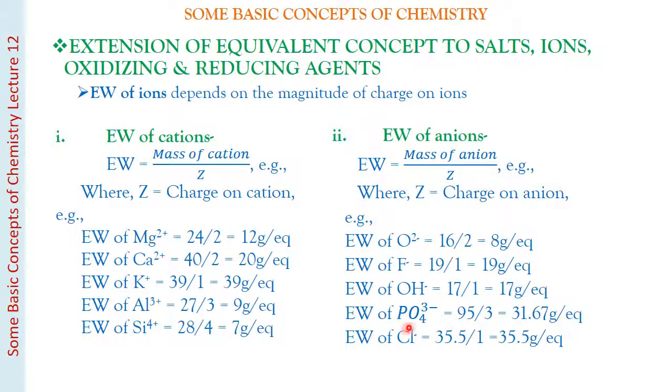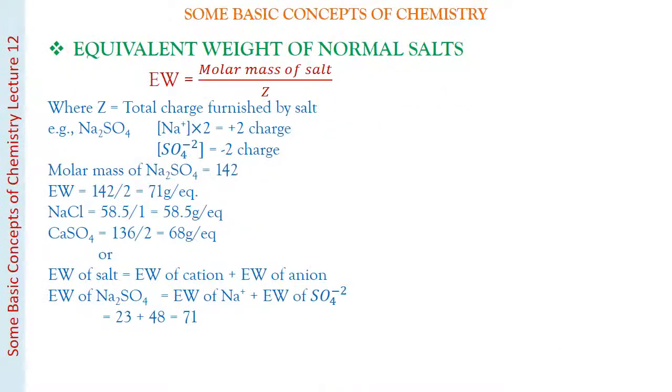Phosphate, the mass is 95, so 95 divided by the charge 3. So 95 by 3 is 31.67, and then we have chloride ion 35.5 divided by 1. So this is how simple it is to calculate the equivalent weight of the ions. And the next we have the equivalent weights of the salts.